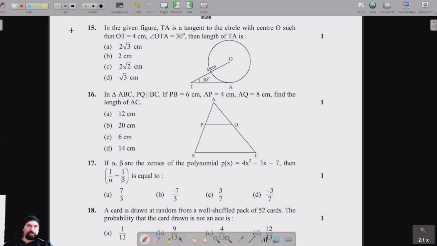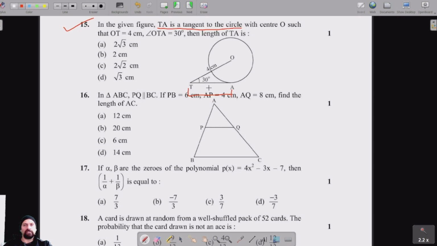Okay, for question number 15. Now TA is a tangent to the circle with center O. The distance of the point T from the center of the circle, OT, is 4 centimeter. Angle OTA is 30 degrees. We have to find the length of TA, and for that, let's join OA.